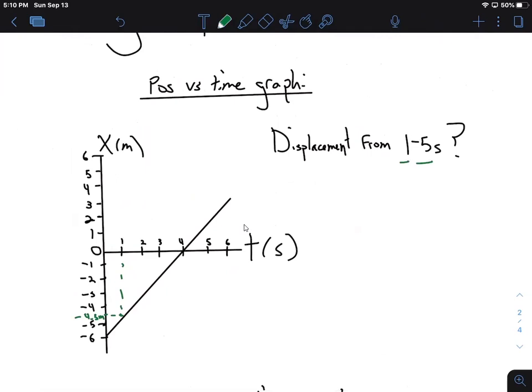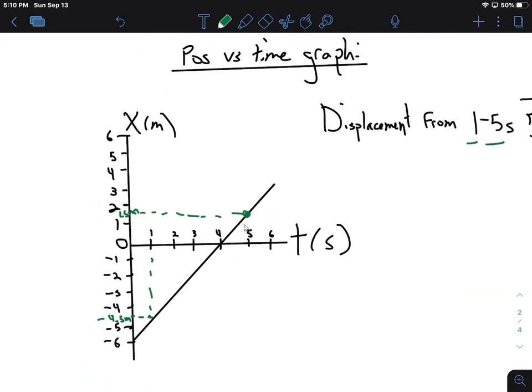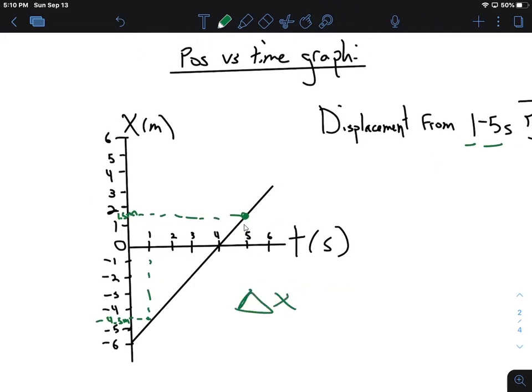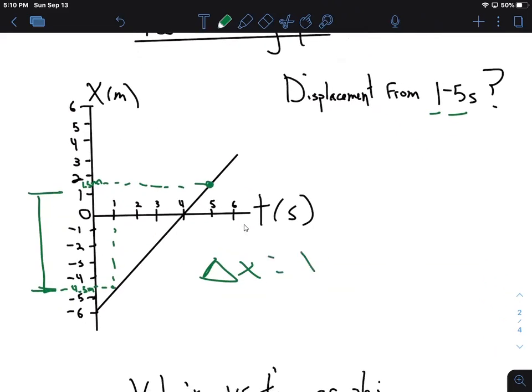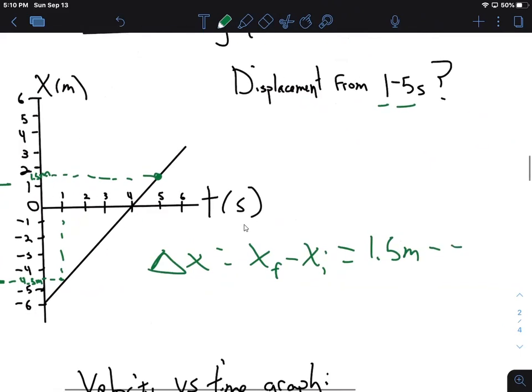And at 5 seconds, here I am, regretting my choice of slope here. This is 1.5 meters. So my delta x, I can just look at how it's changed between these two times. So final minus initial, 1.5 meters minus negative 4.5 meters. So here we can see it's again important to pay attention to direction. This is a negative. Subtracting a negative gives me a positive.